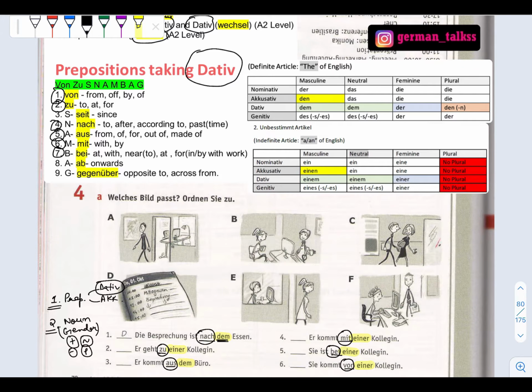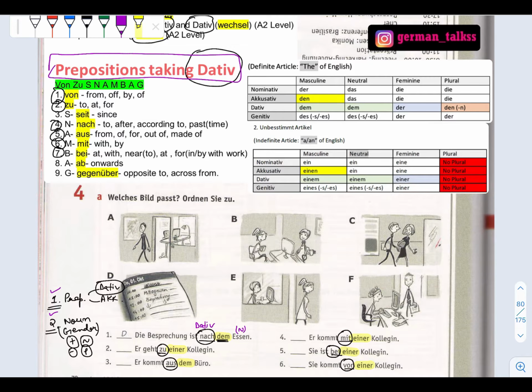If you know these two things, then only you can decide the articles here. We know that all these prepositions come under dative case right now, and you also need to know which preposition comes under dative and which under accusative case. Second thing, gender. Let's see. Die Besprechung ist nach dem Essen. Nach comes under dative. The article of Essen is neutral. So, dative of neutral.